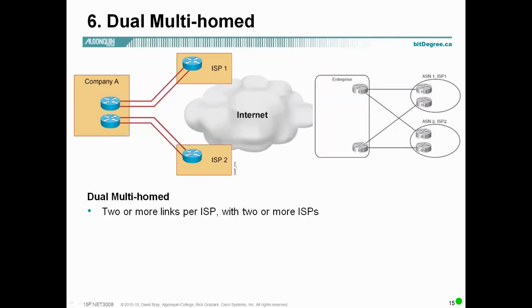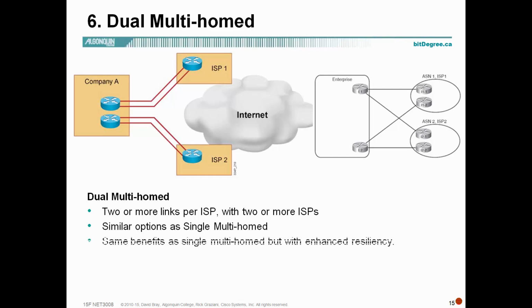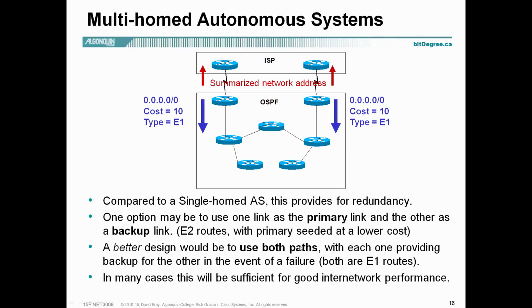And the last one we'll talk about is where we've got dual links, or maybe even more than 2 links, to each provider. And this, of course, gives us much better resiliency. So in this scenario, you can see the couple of pictures I have here. Similar options again as the single multi-homed in terms of full internet routes or partial routes. But of course, we've now got multi-homing, so definitely enhanced resiliency.